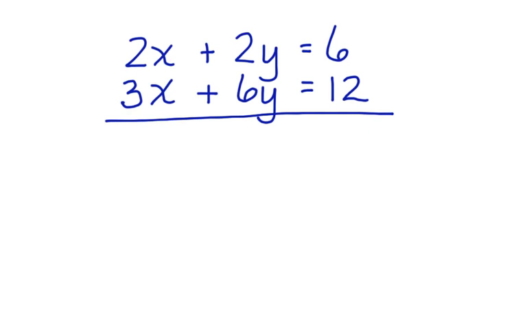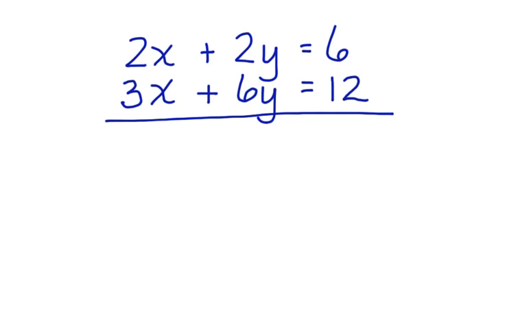Here's our linear system. 2x plus 2y equals 6, and 3x plus 6y equals 12. Now notice we don't have any additive inverse coefficients. The x coefficients are different and the y coefficients are different. However, we can create them.